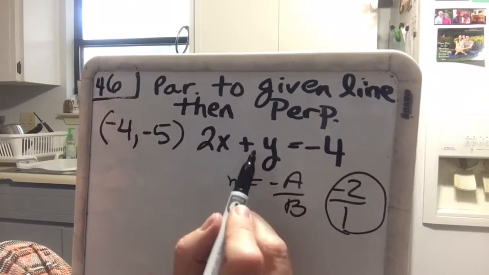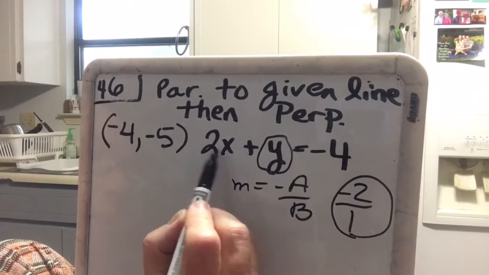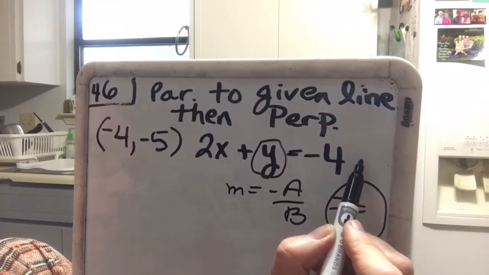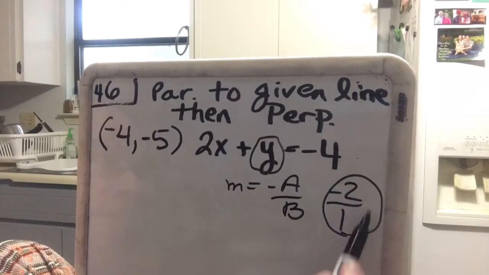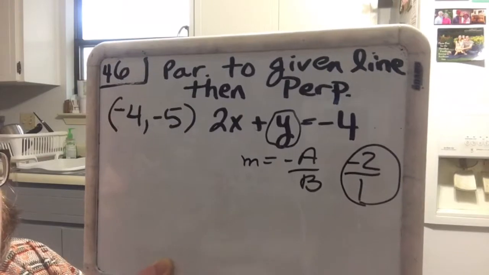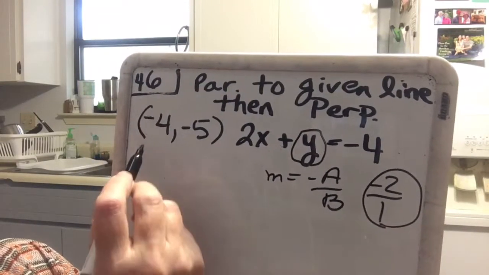Now look, if I were to take this line and try to solve it for y, then wouldn't this 2x go over here as a negative 2x? And negative 2 would be the slope, and there it is. Okay, so you can do it either way, but negative A over B is faster. So we got the slope, and we've got the point.